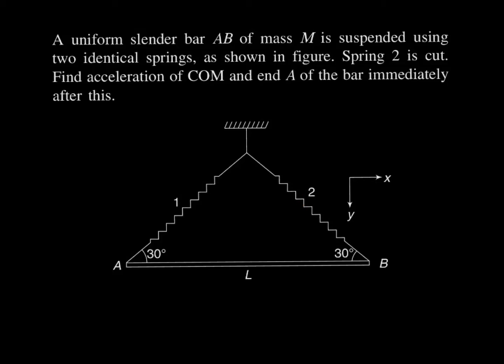Now, what they are telling us is that spring two is cut. We are supposed to find the acceleration of the center of the mass and the end A of the bar immediately after spring 2 is cut. And what will end A be? End A is this end, which is where our other spring is connected.